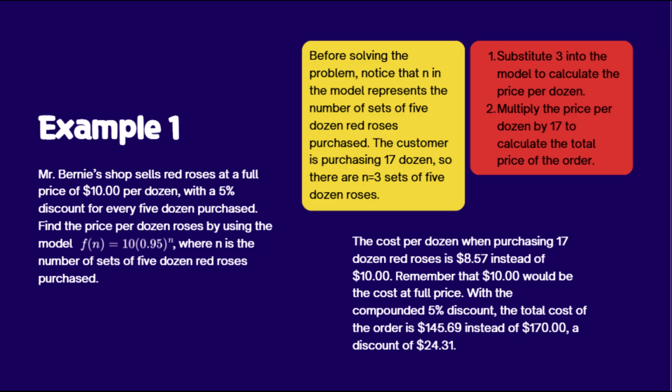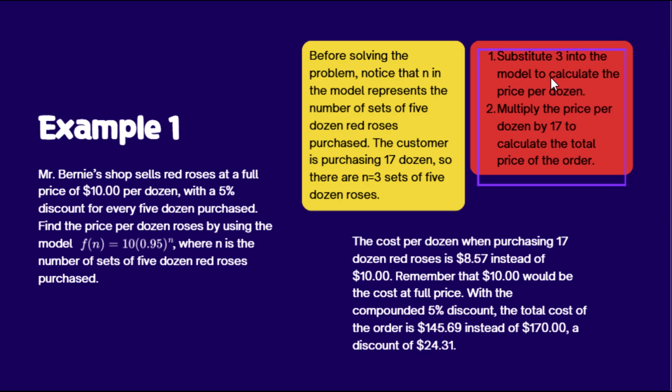Again, for every 5 dozen purchased, you get a 5% discount, okay? So sets of 5, they're purchasing 17 dozen, so they have 3 sets of 5. So n is going to equal 3 for this problem, okay? They're trying to make it super complicated, and they're succeeding.